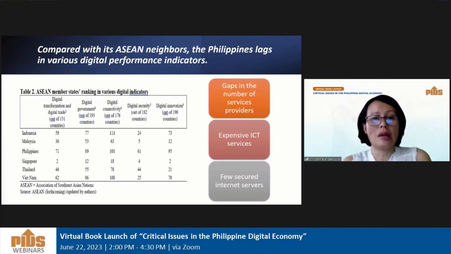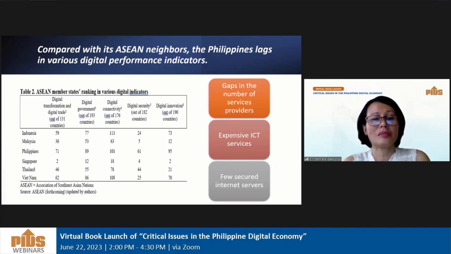we also note that compared with its ASEAN neighbors, the country lags in various digital performance indicators. So you can see there on the table, the Philippines ranks low in digital indicators, including digital transformation and trade, connectivity, and innovation. And what is really surprising is that we are behind in almost all indicators relative to our ASEAN neighbors.